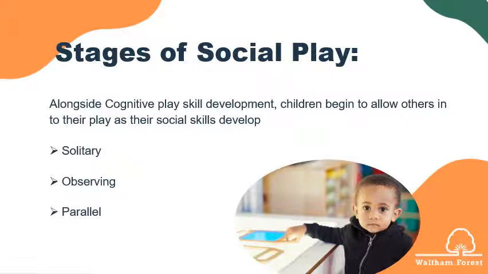And then from about 2 to 3, they start to play alongside. So you would see that parallel play. Children are not always necessarily playing together. They're not joining in and playing the same game, but they might play alongside. And then they start to play a bit more interactively and cooperatively. As their social play skills develop by the age of about 3 and onwards, children start to play and interact together in more of a social way.